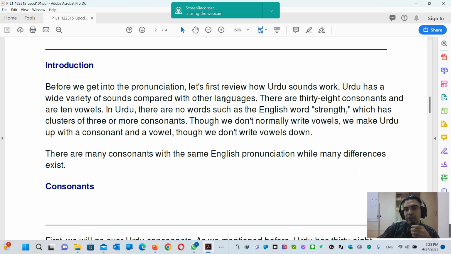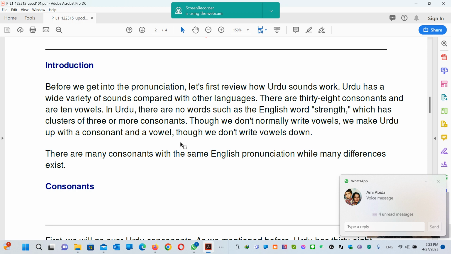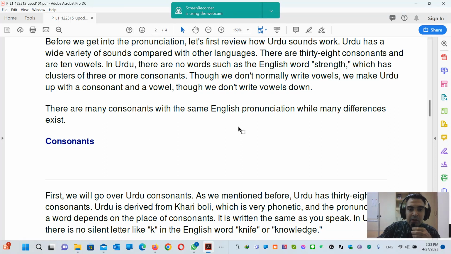Before we get into the pronunciation, let's first review how Urdu sounds work. Urdu has a variety of sounds compared with other languages. There are 38 consonants and 10 vowels in the Urdu language, and there are no words such as the English word strength, which has clusters of three or more consonants. Though we don't normally write vowels, we make up Urdu with consonants and vowels. Though we don't write vowels down, there are many consonants with the same English pronunciation, while many differences exist.